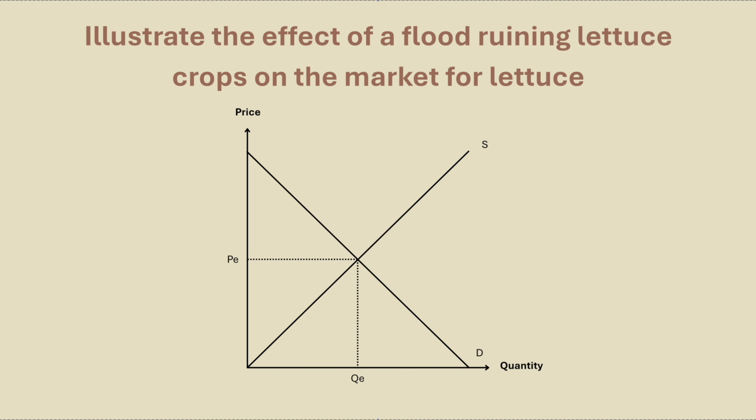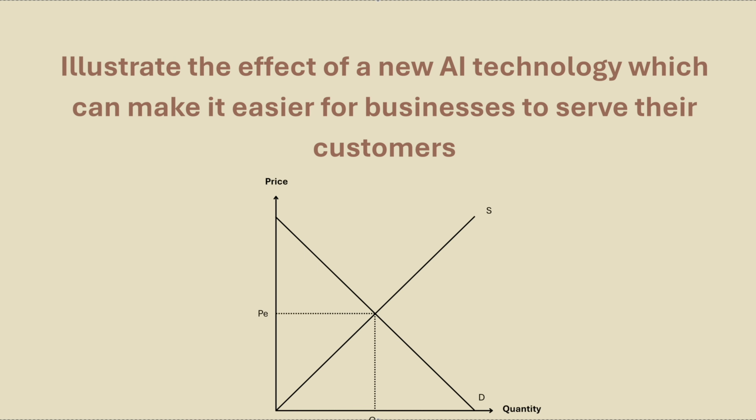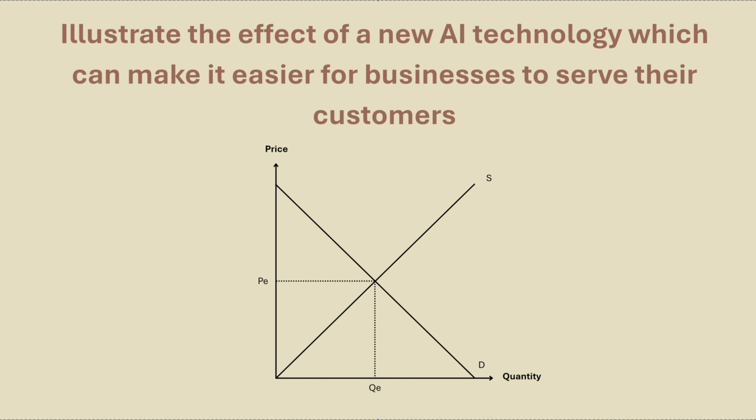Illustrate the effect of a flood ruining lettuce crops on the market for lettuce. When there is a flood, this may ruin the lettuce crops, so the supply of lettuce decreases, shifting to the left. Illustrate the effect of a new AI technology which can make it easier for businesses to serve their customers. If there is a new AI tool which makes it easier for businesses to serve their customers, then businesses can spend more time doing other things, and so increase their production. So supply increases, shifting the curve to the right.